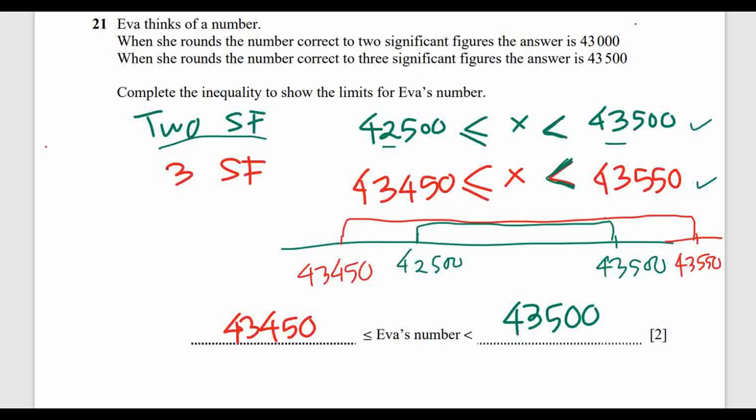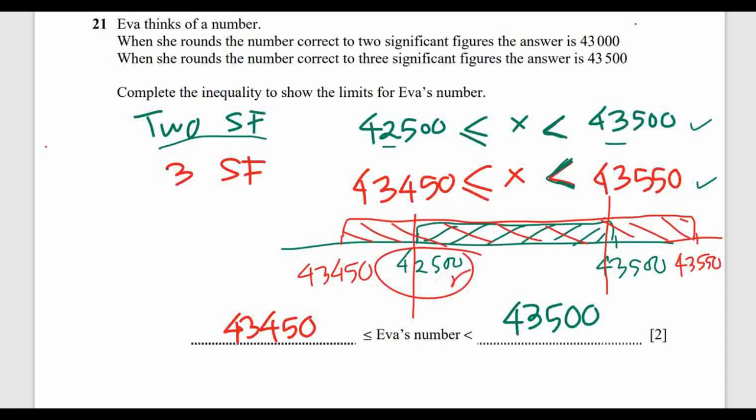Now the overlapping area will be, this is the green area, the red area. Now we see the overlapping area. The overlapping area is from here to here. So this is our answer, 42,500.